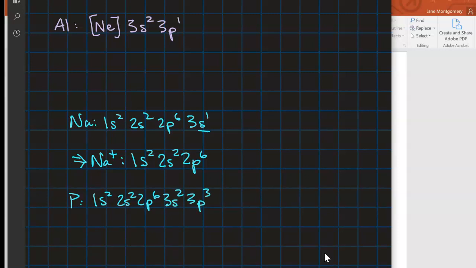And so we're trying to write the electron configuration for phosphorus 3 minus. So it's going to add 3 additional electrons, and its electron configuration would then be 1s2, 2s2, 2p6, 3s2, and then 3p6, because we can put 3 more into the p orbital, into the p subshell, I should say.